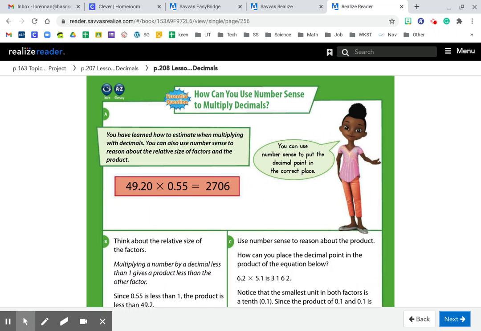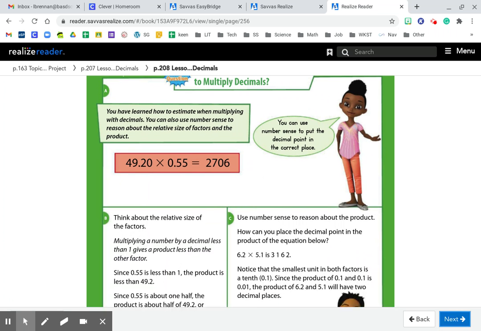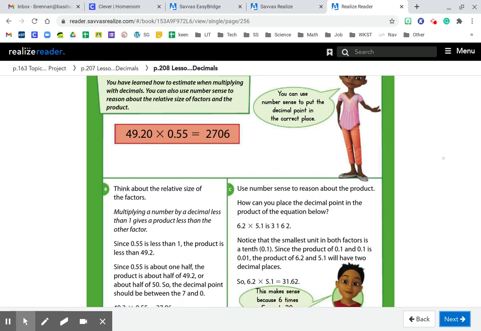How can you use number sense to multiply decimals? You've learned how to estimate when multiplying with decimals. You can also use number sense to reason about the relative size of factors in the product. So when we're taking a look at this, we're using mental math strategies like estimation here.